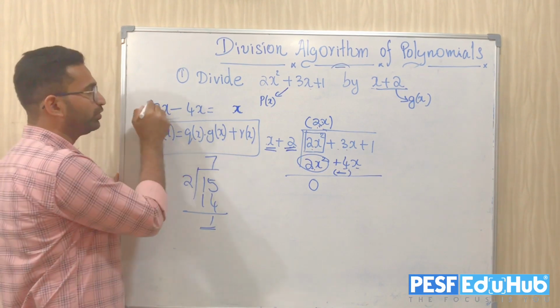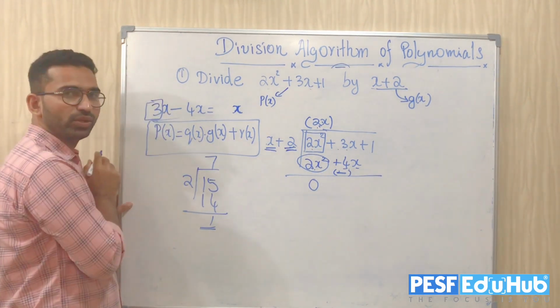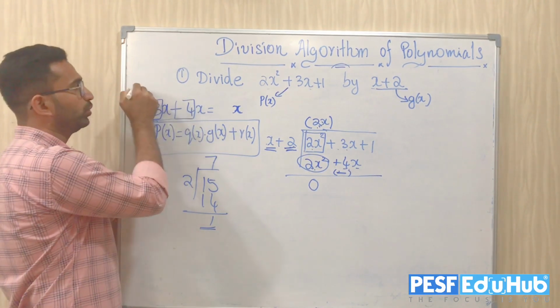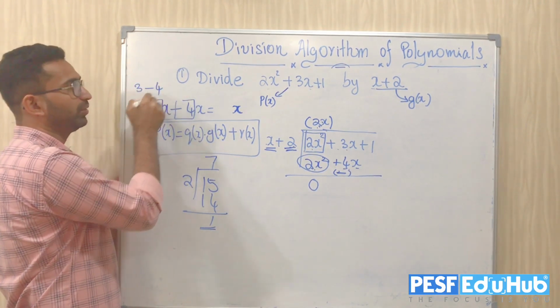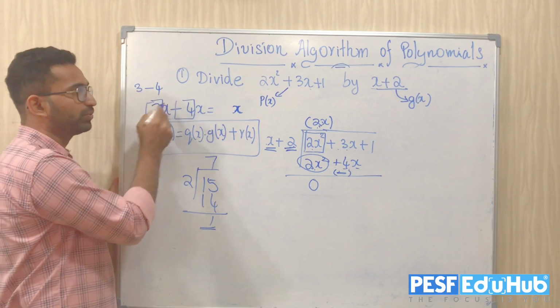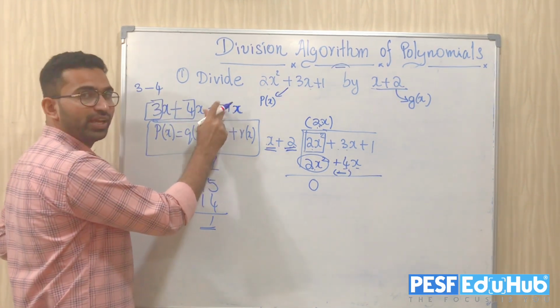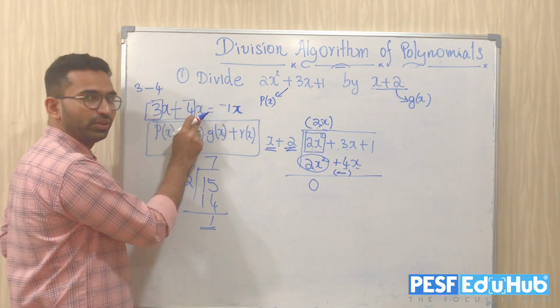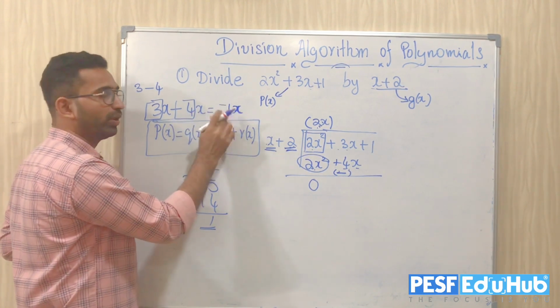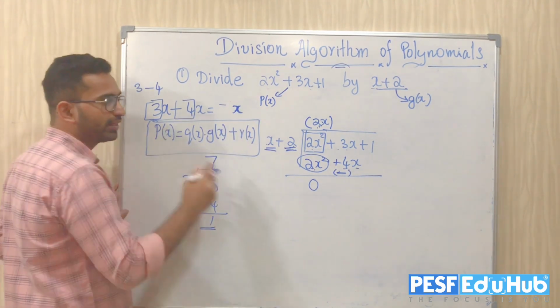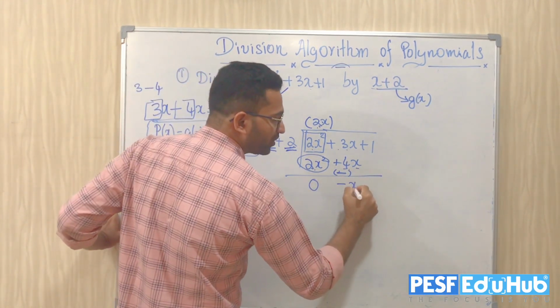Okay, and you have to operate the coefficients. What is the coefficient here? 3. What is the coefficient here? -4. So you have to operate the coefficients 3 and -4. How much is 3 minus 4? -1. And that -1 you have to write along with the variable x. We won't write -1x, we will simply write it as -x. So when we subtract, I'll get a -x here.